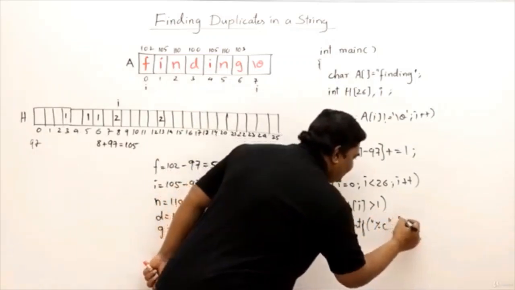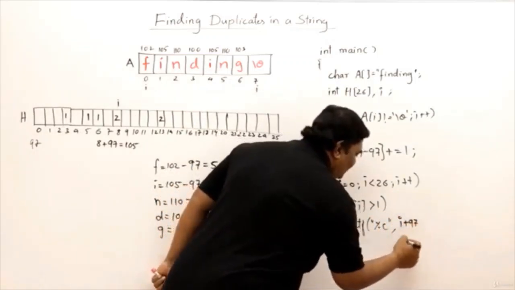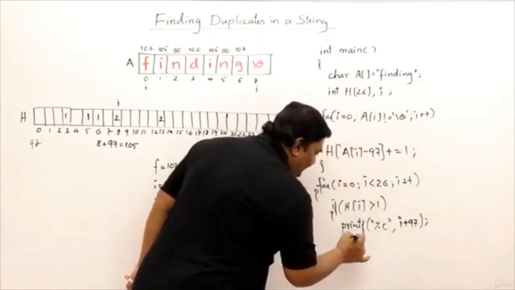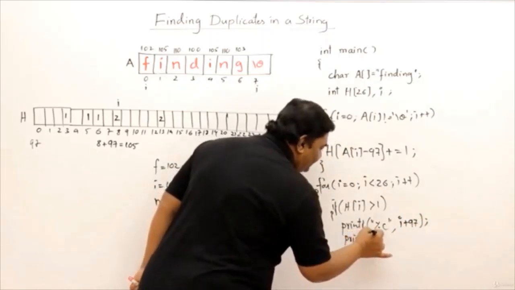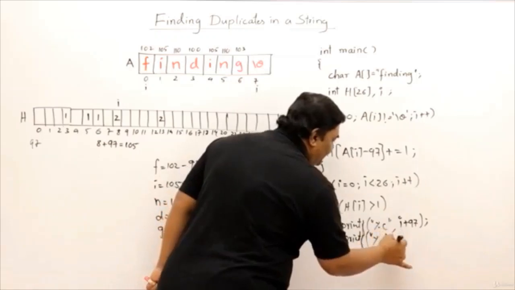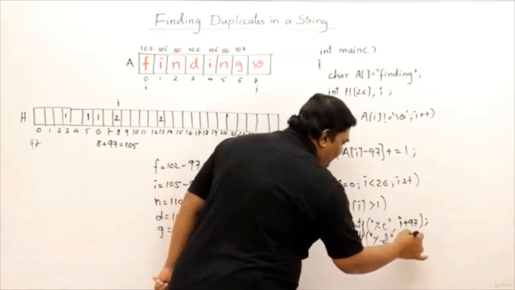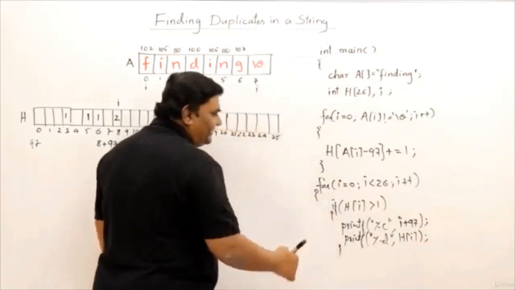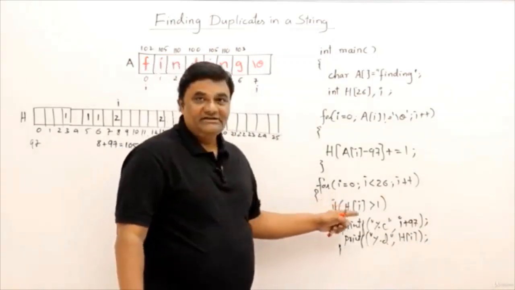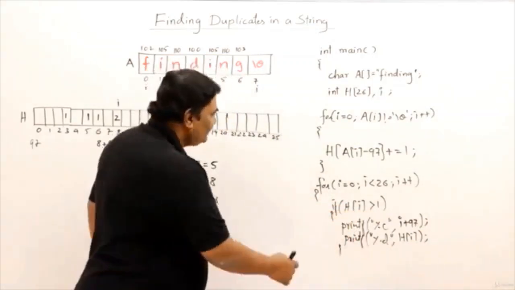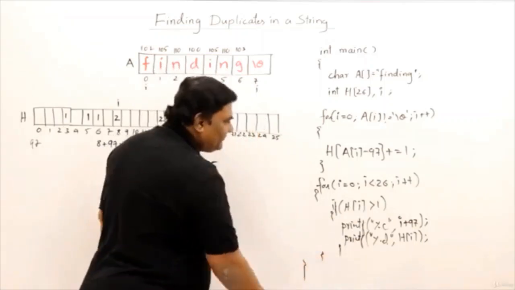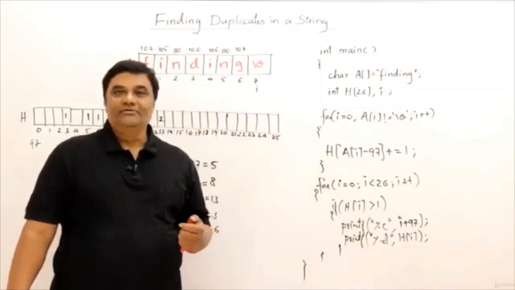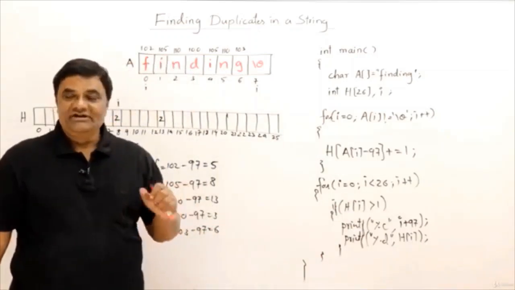So I plus 97, and also how many times it is appearing, I have to print that also. So printf percent d, I will print the number of times. So that is h of I, which gives you the number of times. This will be done only if the value at that hash table is greater than 1. So that's all. This is the procedure. So you can know the alphabets which are appearing more than one time. Duplicates you can find out.